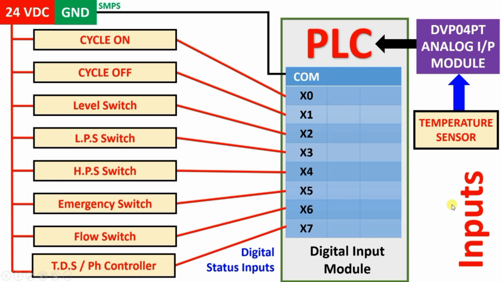But how can we connect the temperature sensor to the PLC? For that, we can use an analog module. So here I have written DVP04PT. What this means is, this is the Delta PLC analog module. Here 04 means 4 inputs and PT means a PT100 sensor can be connected to this module. And this module can be connected to the Delta PLC, and the temperature sensor will be connected to this module. So in this way, we can interface the temperature sensor with the PLC.